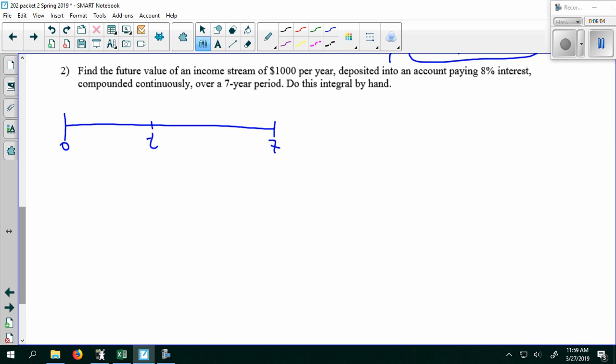Pick a random time location in between 0 and 7. And I'm going to look at a little slice of time, t to t plus delta t, which means the length of that little slice of time is delta t. And then this distance from here to here is t years. And the distance from t to 7 is 7 minus t.